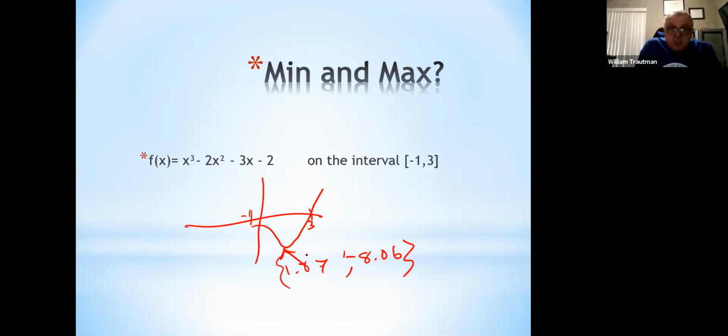Well, the maximum is the highest spot on our graph between this interval, and this is the highest spot on our graph at 3. So if you go to 3, the highest spot on our graph is negative 2.